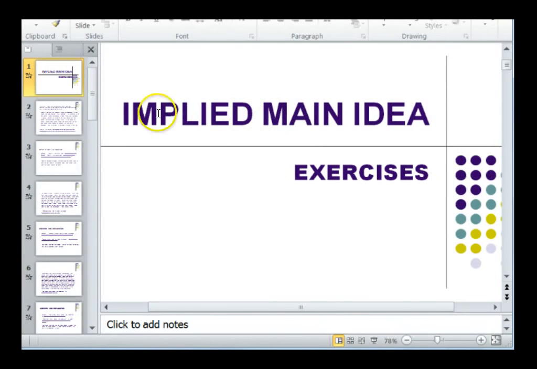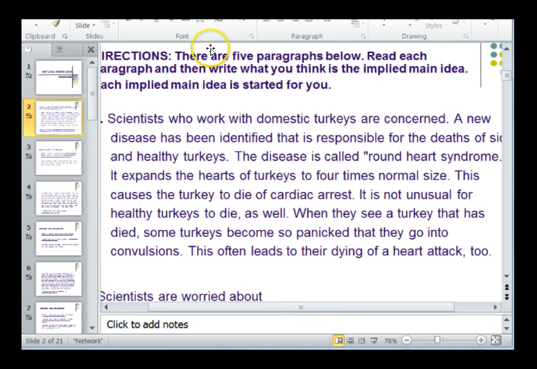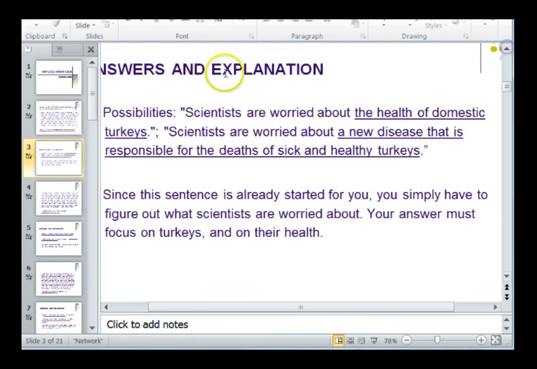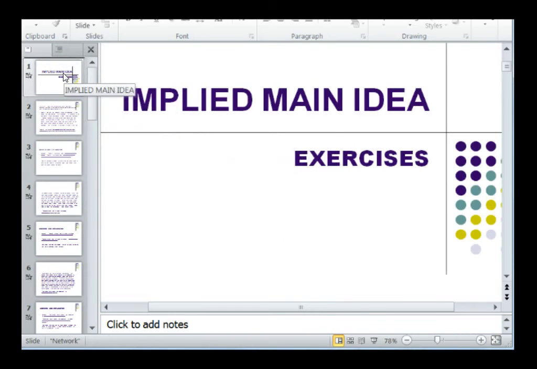So I want to point out what this has. I would say that you do this implied main idea after you have read the chapter, so then you know what to expect. It's mainly exercises. The first one has 5 paragraphs. Read each paragraph, and you have to draw implications about the main idea. Then the next slide gives you an answer and explanation. The main thing about implied main ideas is that you are drawing conclusions, but the conclusions always have to be based on something logical that follows the reading.